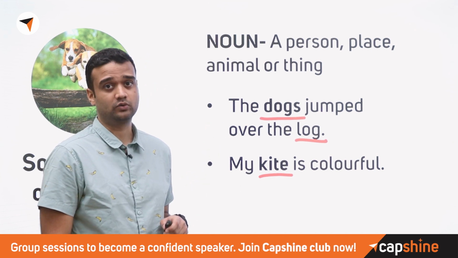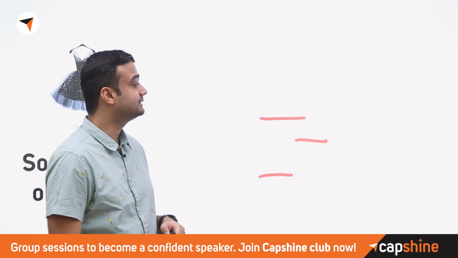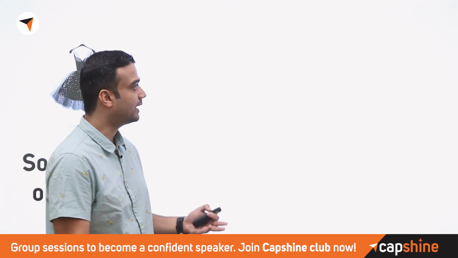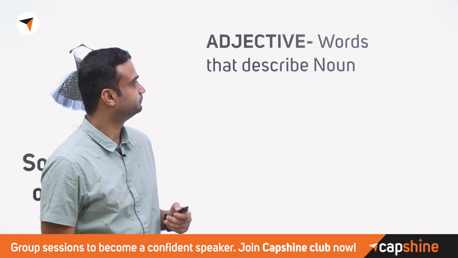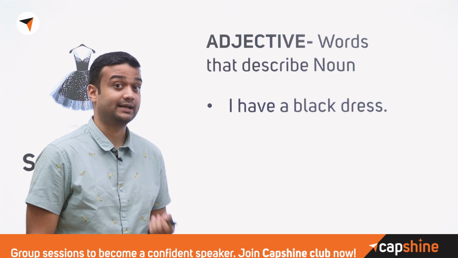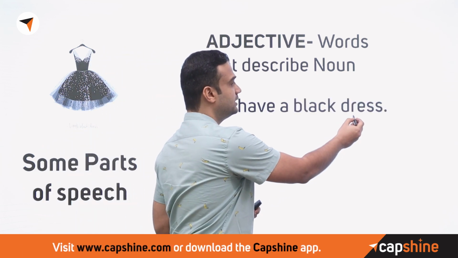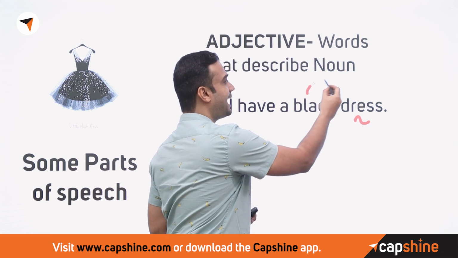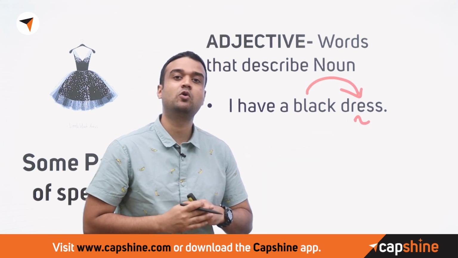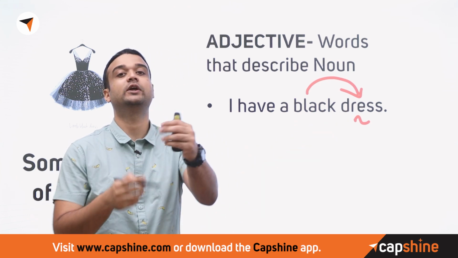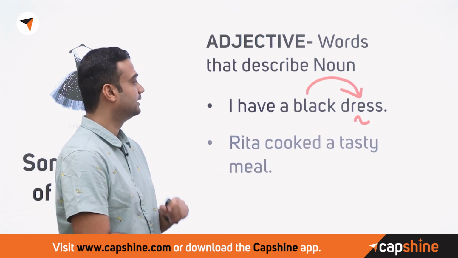So those are nouns. What then are words that describe nouns? Well, these are called adjectives, and we're going to see how those look. I have a black dress. So do you notice the noun, dress, and black tells me about the dress itself. So because it's giving me more information about the dress, we call this an adjective.